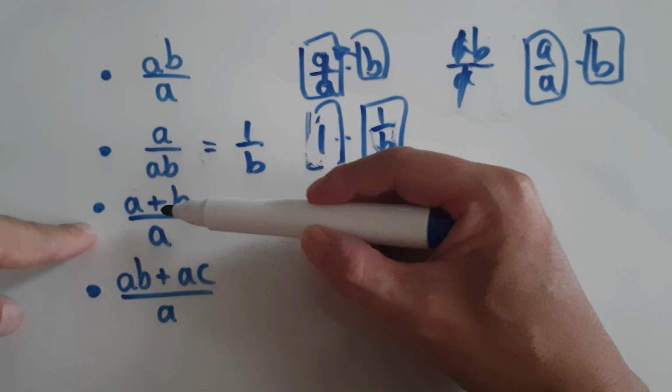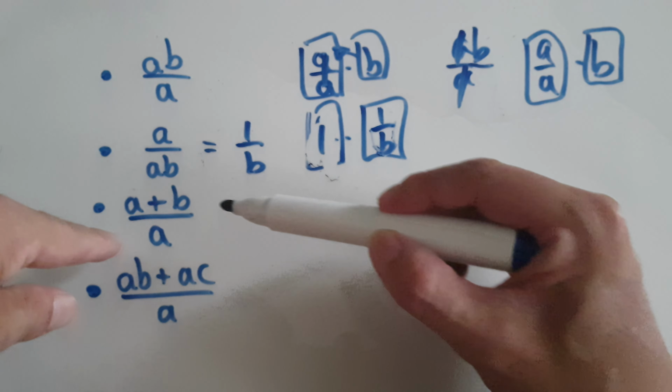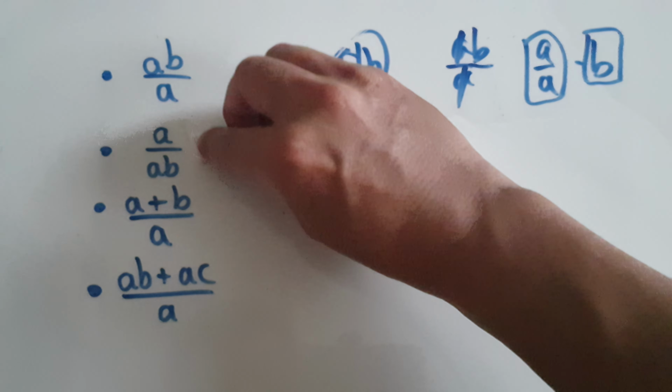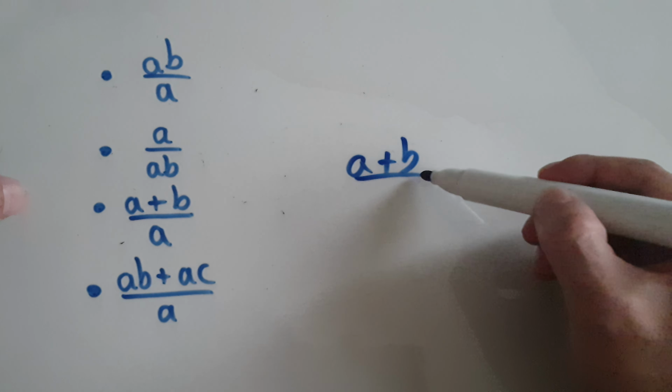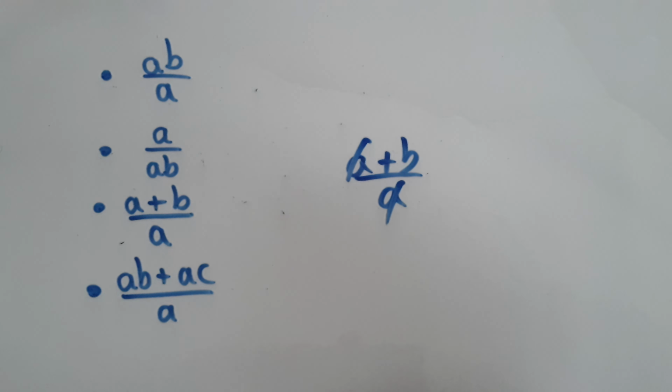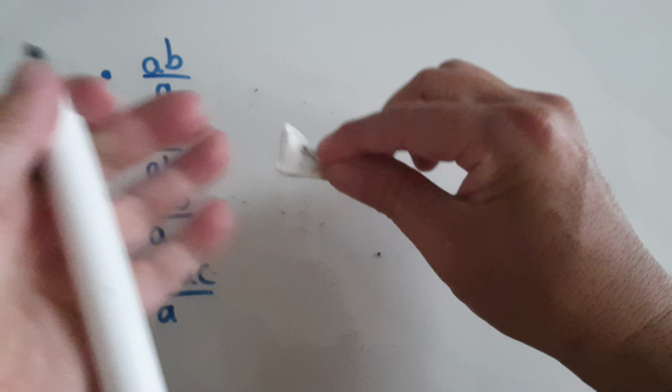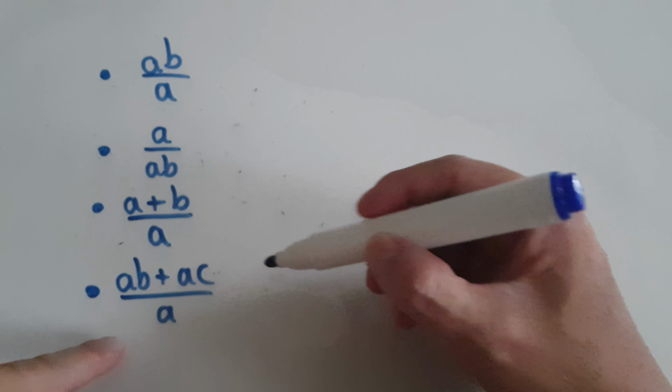Now for this one, try and do this on your own. Press pause and have a go. For this one here, this is a very common mistake. You can't just simply cross out the A's here, and I will come back to this one.